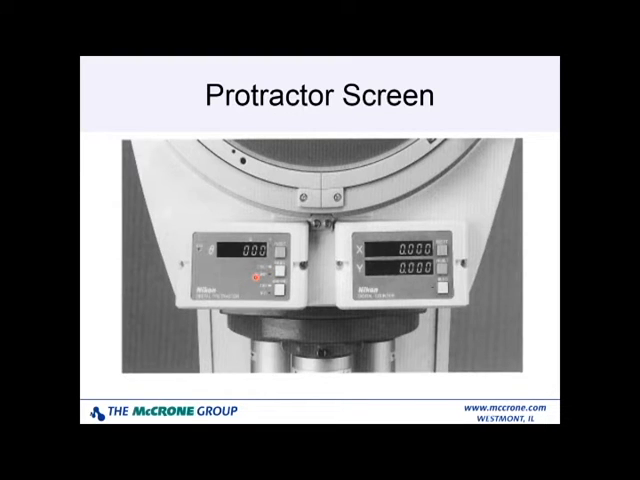This can be switchable with either absolute or incremental. You can also switch either degree minute or degree decimal readouts. One thing you do have to remember is the angle that you're measuring does have to be in the field of view, and you want to have the vertex at the center of the screen.